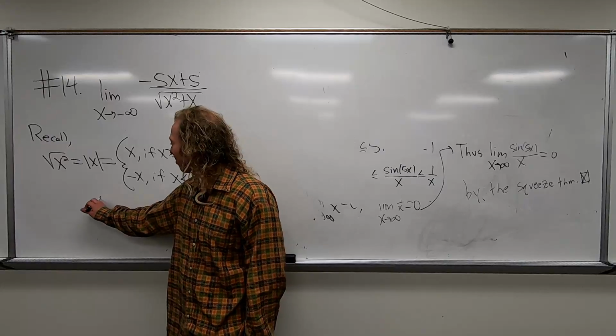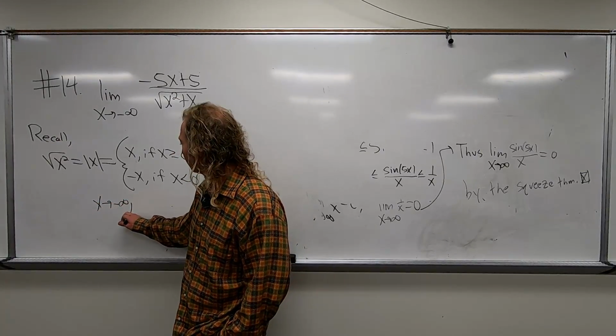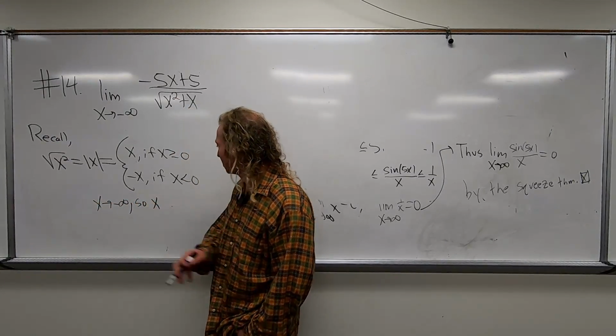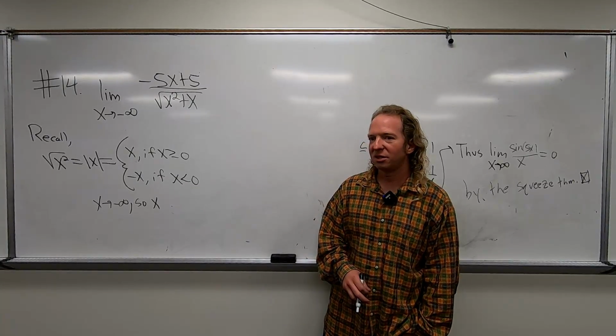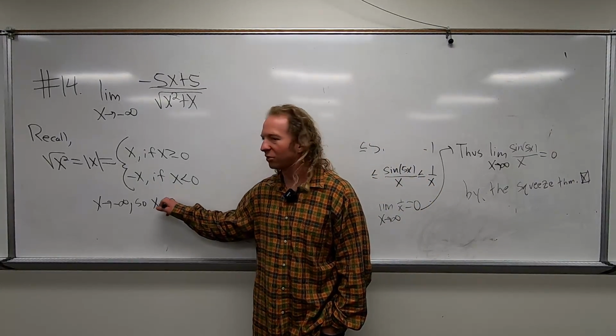So because x is approaching negative infinity, that means x is less than 0, right? Because we're going to negative.